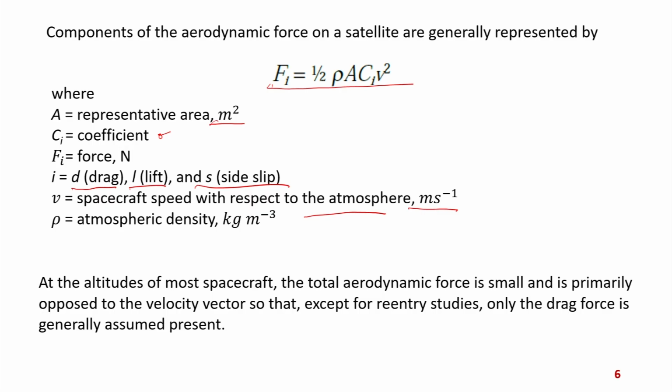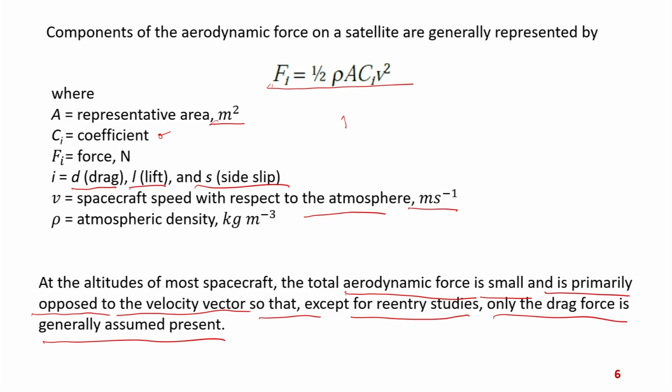Now, at the altitudes of most spacecraft, the total aerodynamic force is small and is primarily opposed to the velocity vector. So, except for re-entry studies, only the drag force is generally assumed to be present. In our subsequent slides, we will not consider the lift as well as the side slip, but only the drag component, F_D, that is the drag force.